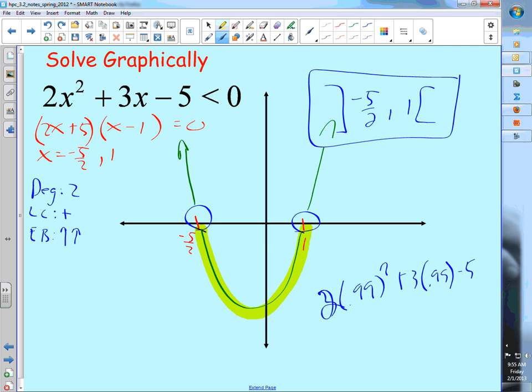It doesn't really matter other than the fact that it's negative. Negative is a solution, right? So 0.99 is included in this. 1 is not. If you pick x as 1, don't you get 0?